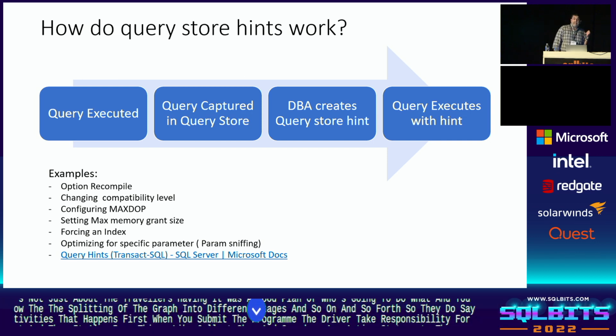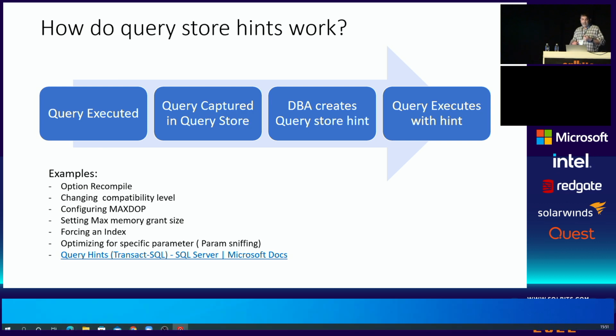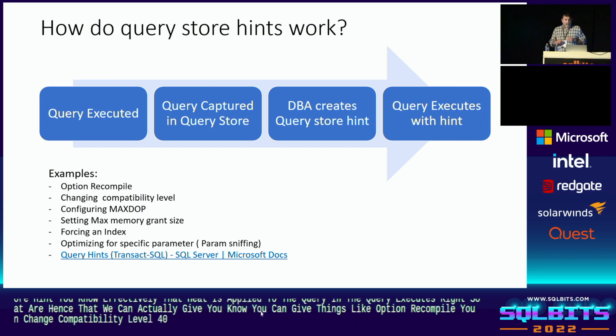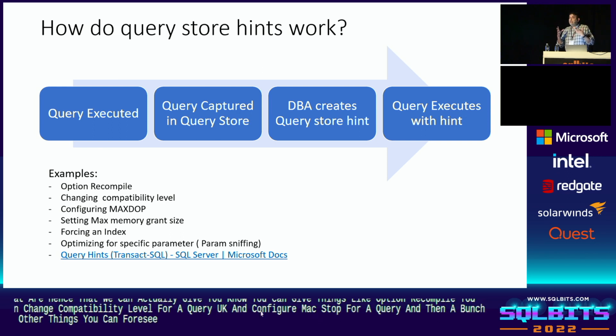So what hints can we actually give? You can give things like option recompile. You can change compatibility level for a query. You can configure max dop for a query. And then there are a bunch of other things. You can force an index. All of those options are possible using a hint on a query store query, right?